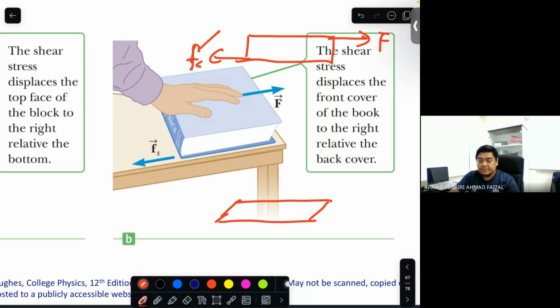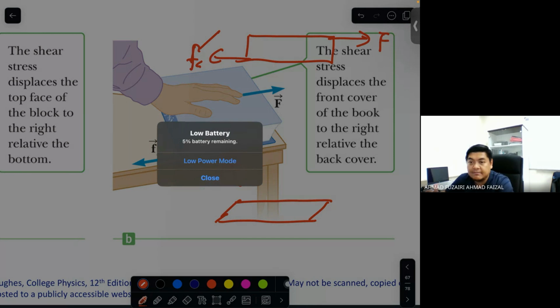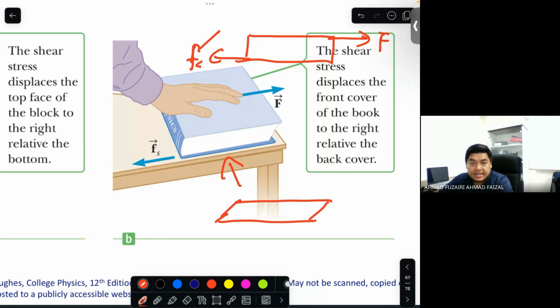Okay, so this book, in this front view, is considered to have a shear modulus. That means you apply some force, and it gives you some area. It gives you some strain. So there is no change in volume with this kind of deformation.